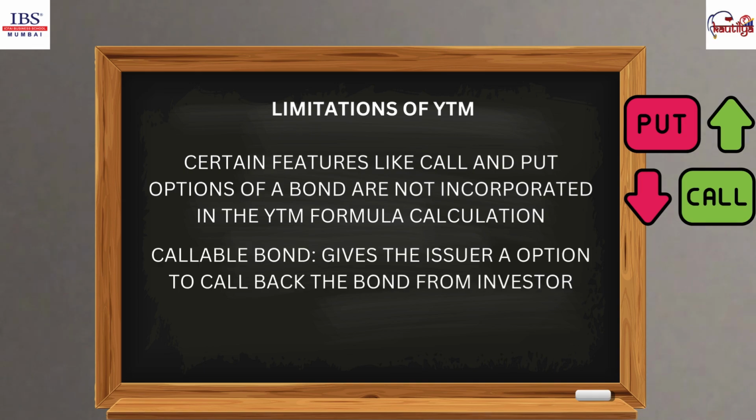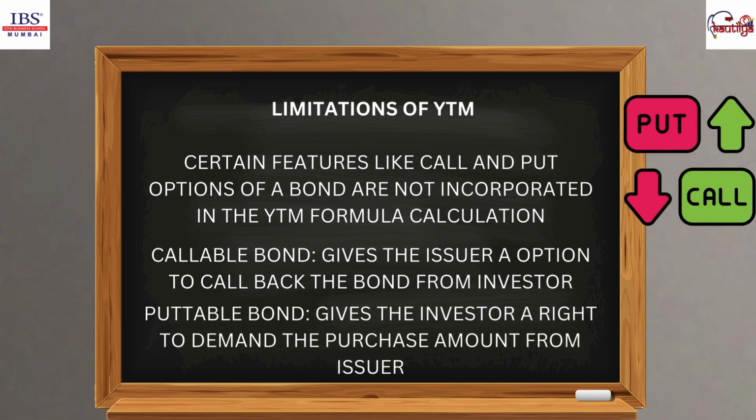A callable bond gives the bond issuer an option to call back the bond even before its maturity from the investor by paying up the entire purchase amount. A puttable bond gives the investor a right to demand the purchase amount to be paid to him by the bond issuer even before maturity. Both these options are not considered in the calculation of YTM.